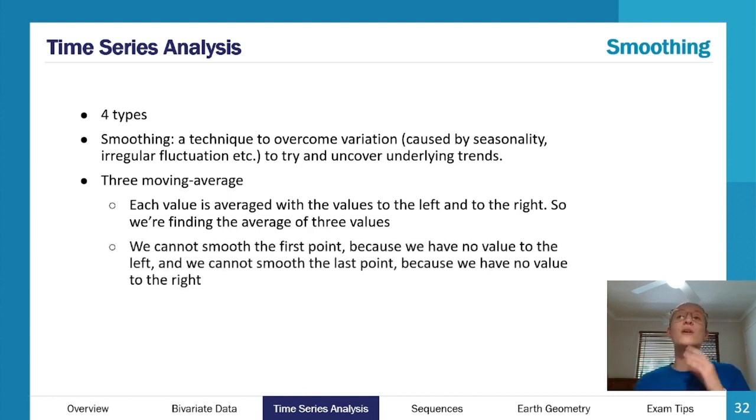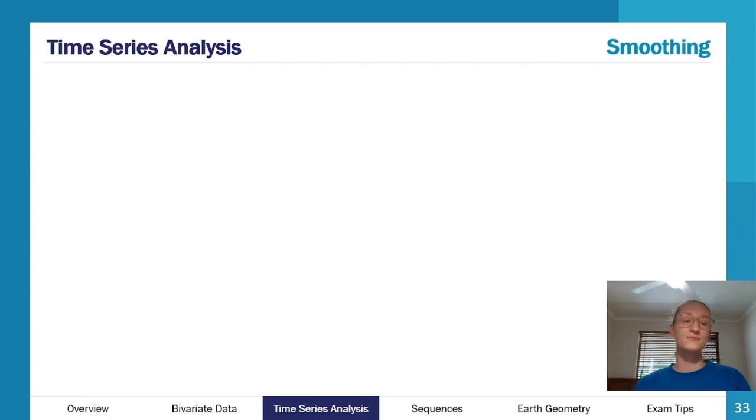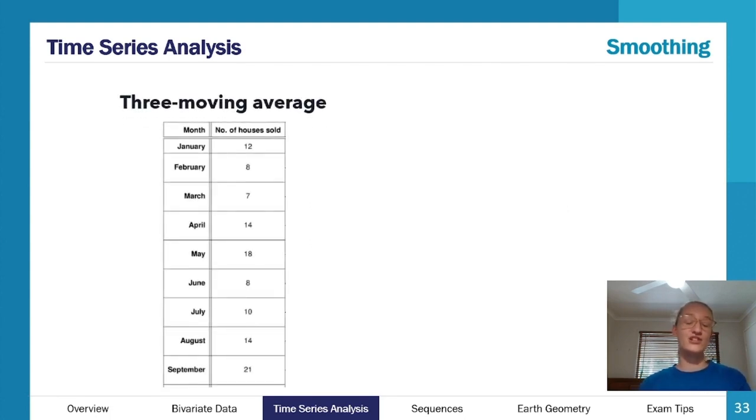And because we take the point to the left and the point to the right, we actually can't smooth the first point and the last point because there's no point to the left of the first point and there's no point to the right of the last point. So we do lose our first point and our last point, but we are able to smooth all the values in the middle. So to illustrate the 3-moving average, here we have some time series data.